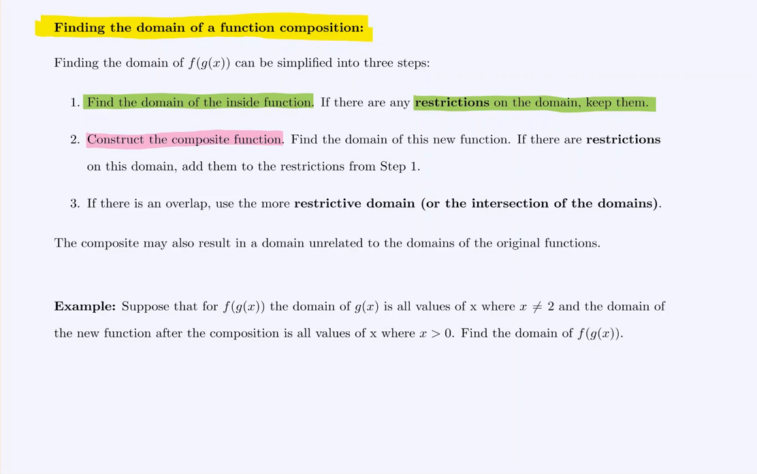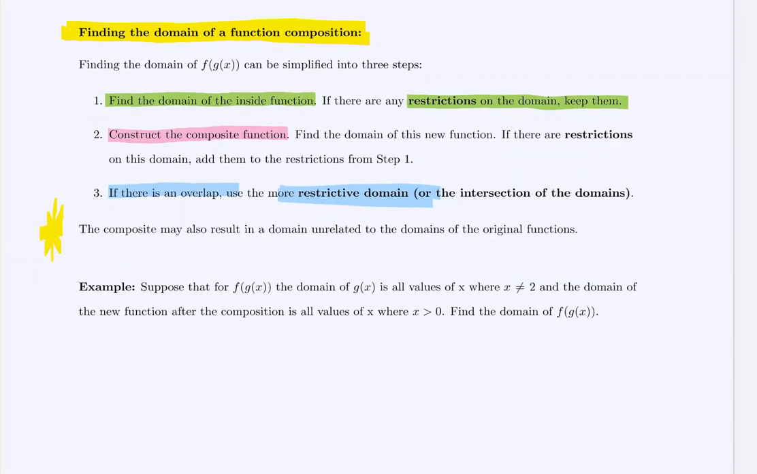And then finally, after you have found the domain of the inside, simplified the resulting composite function, if there is overlap between the 2 restrictions that you found, use the more restrictive domain. And it's important to note that the domain of the composite function may be unrelated to the domains of the original functions. So let's look at our first example.